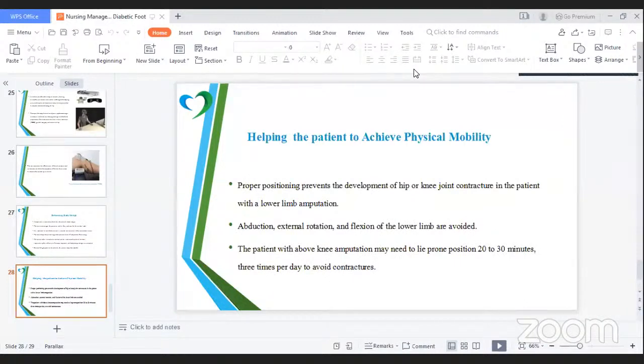and help the patient achieve physical mobility and proper positioning, preventing development of hip or knee joint contracture, abduction, and external rotation. A patient with above-knee amputation may need to lie in the prone position for 20 to 30 minutes, 3 times per day, to avoid contracture.